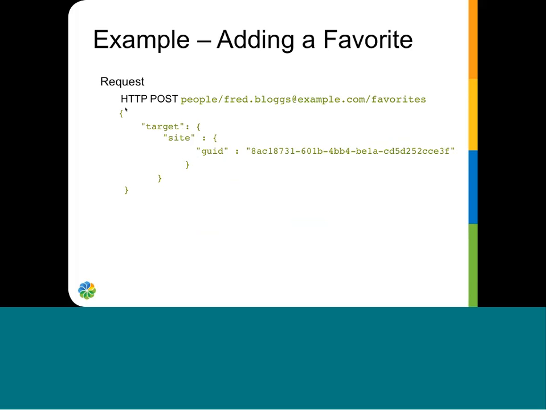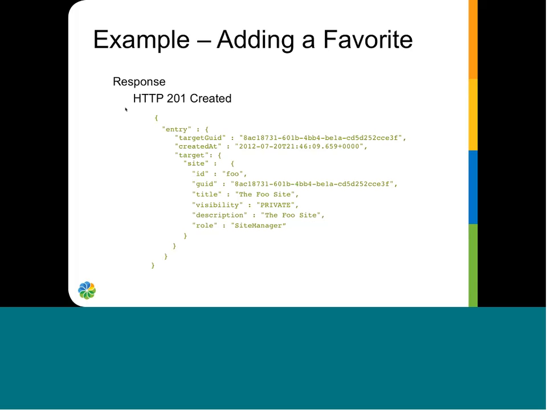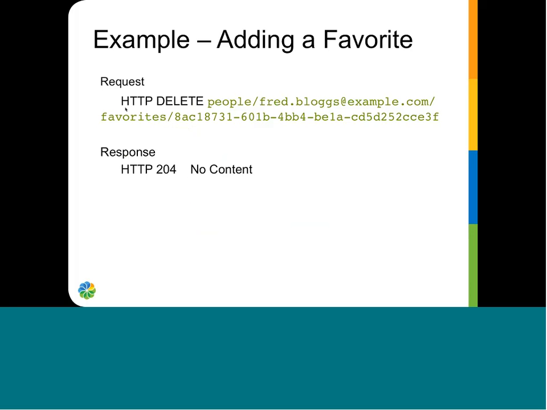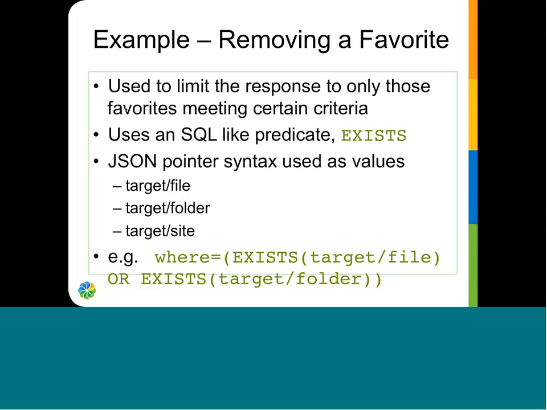If I want to add a favorite, following the RESTful pattern of posting to a collection, I just do a POST, and it's as simple as this. I just post that structure, and when I'm done, I get back a happy 201 Created, and I see the structure of the site information that I've just favorited, and I could save that away and do what I need to do with that. If I want to remove a favorite, that's just an HTTP DELETE, and I get a friendly 204 No Content. No need to tell me any more than the fact that it worked when I do a delete.